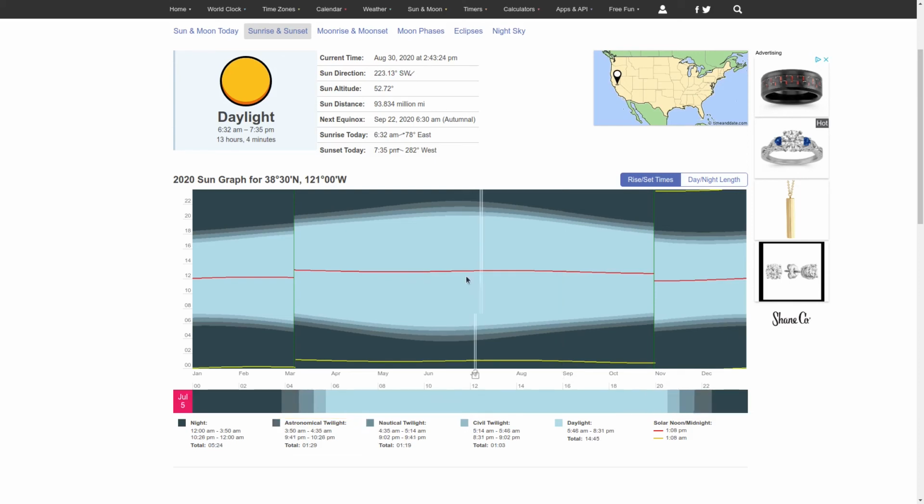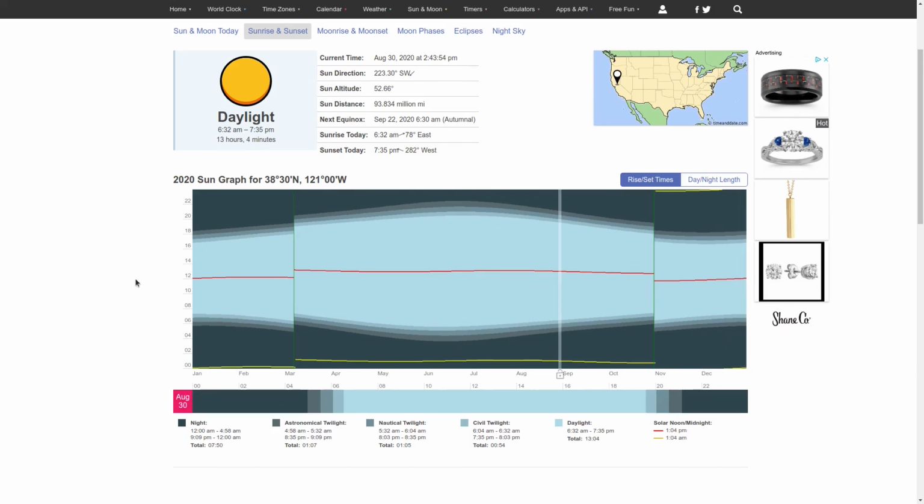So around the time of the summer solstice, June 21st, you can see that day length for us is, it's right down here, 14 hours and 51 minutes on the longest day of the year. And on the shortest day of the year, December 21st, we get 9.5 hours of daylight. So that's part of it.